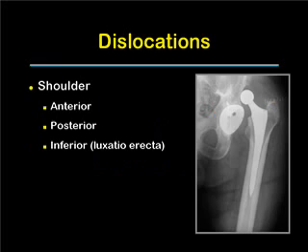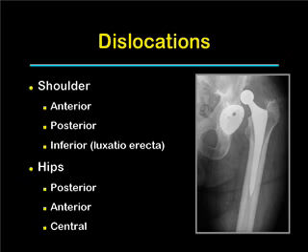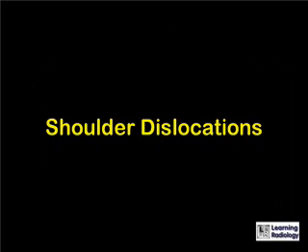This podcast is going to focus on dislocations of the shoulder: anterior, posterior, and inferior dislocations. The next podcast will be dislocations of the hips: posterior, anterior, and central.